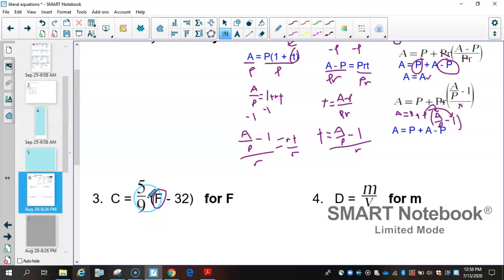So if you think back to the rules, when it was talking about the fraction, this is an example that this applies to. So in order to get rid of this fraction, you can do one of two things. You can either multiply both sides by 9 and then divide both sides by 5. So 2 different steps. Or instead, you can multiply this entire side by the reciprocal of this, which would be doing those 2 steps in one.